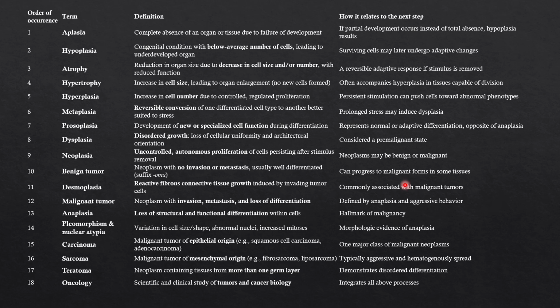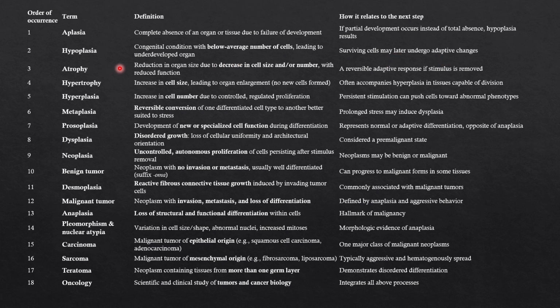So before we proceed, we need to understand some of the terms and the definitions and how they relate to the next step. So basically, aplasia is a complete absence of the organ, which is due to the failure of the development of the tissue or the complete organ. So if partial development occurs, then hypoplasia may result. So what is hypoplasia? It's the condition with the below average number of the cells leading to underdeveloped organs, and as a result, the surviving cells may later undergo adaptive changes.